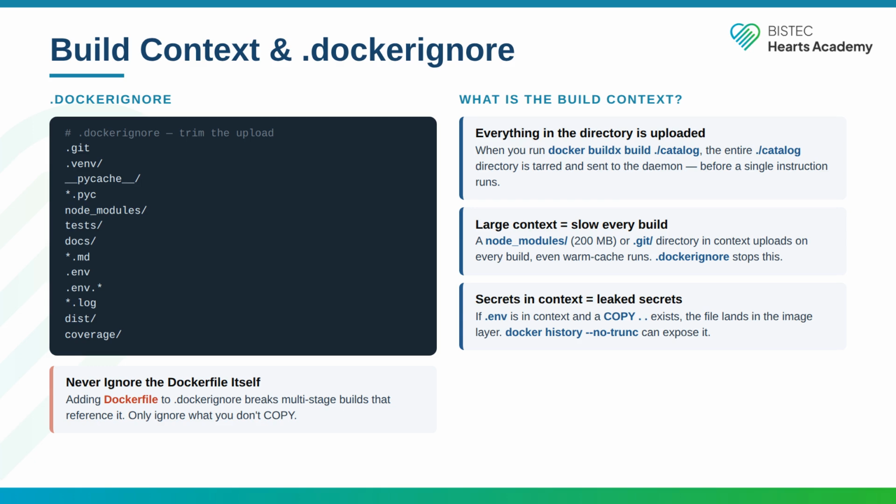Ignoring .git, node_modules, venv, test directories, and documentation shaves seconds off every build and prevents accidental inclusion of sensitive files. The sensitive file case is the dangerous one. If .env is in your build context and your Dockerfile has a COPY with a wildcard, that file lands in a layer. docker history can expose the contents. The .dockerignore is your last line of defense against leaking secrets into images.